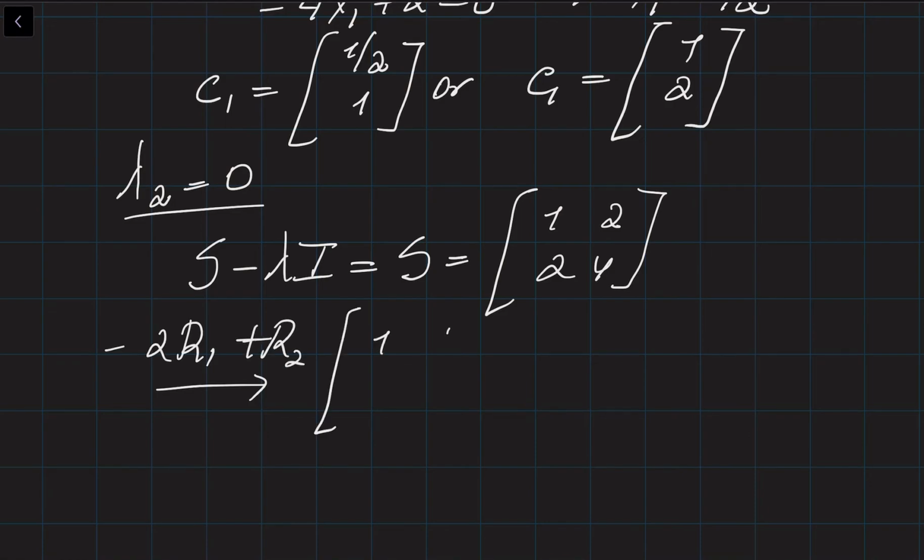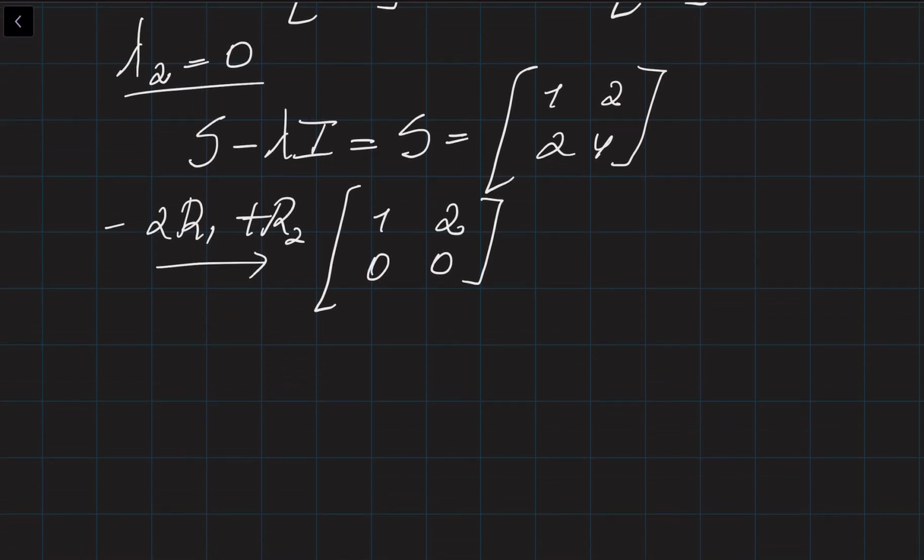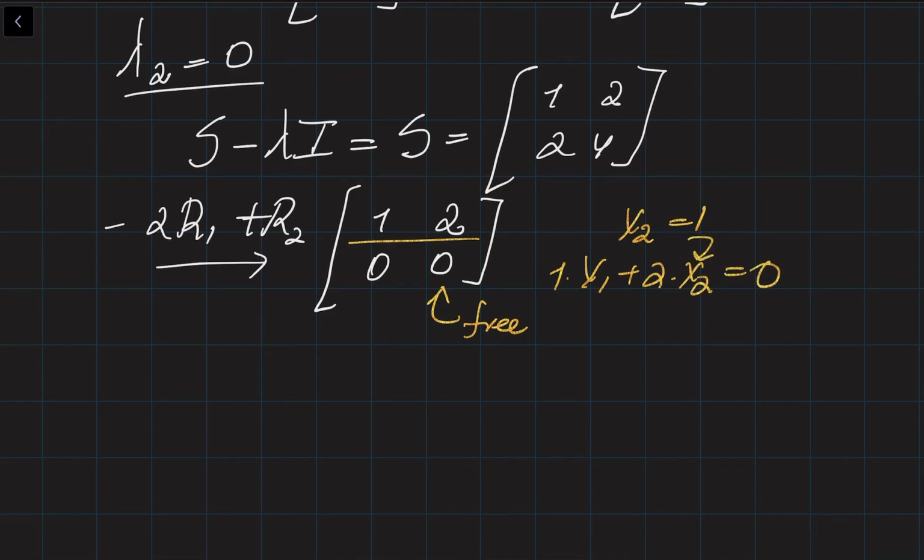It's going to be 1, 2, 0, and 0. And again, we are going to set the second variable, x2, equal to 1 because it's free. Then we solve this equation, which is 1 times x1 plus 2 times x2 equal to 0. If you substitute x2 equal to 1, it's clear that x1 is going to be equal to minus 2. Well, the second eigenvector is going to be minus 2 and 1.